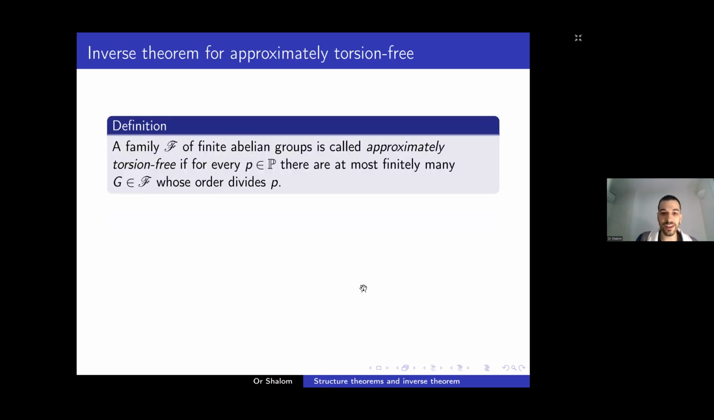Actually, we get a bit more, and with this I will finish. We get an inverse theorem for a bit larger family called approximately torsion-free. This is any family in which, for any prime, there are at most finitely many elements in the family whose order divides p. So an example would be Z mod p_n Z, where p_n is the nth prime. This is equivalent to the inverse theorem for cyclic groups, but you can also take this family: Z mod p_n Z to the n. It's no longer a cyclic group, but the result applies.